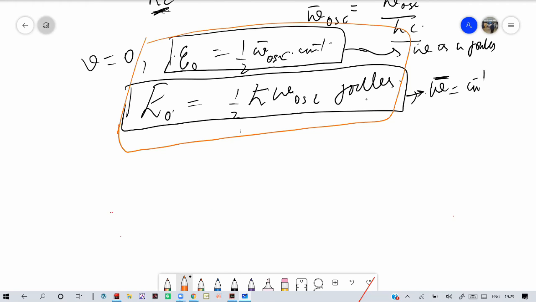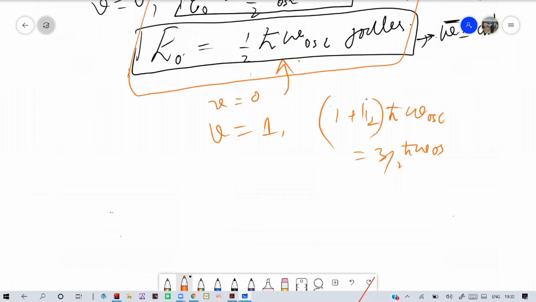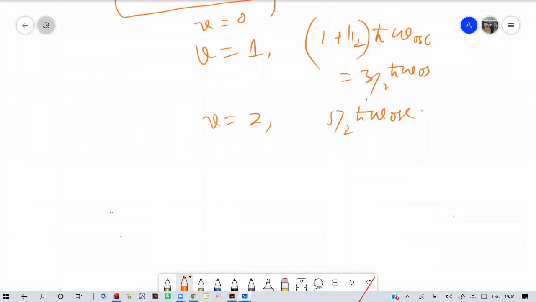And the selection rule for this: when you change nu, for example, this was nu equal to 0. When we have nu equal to 1, what will we get? 1 plus 1 by 2, h cut omega oscillations, that is 3 by 2 h cut omega oscillations. When we go to nu equal to 2, it is 5 by 2 h cut omega oscillations. Similarly for 3, it is 7 by 2, 9 by 2, 11 by 2.